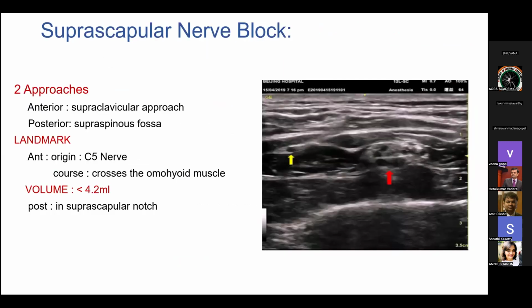The other block is the suprascapular nerve block. There are two approaches: either the anterior approach or the posterior approach. In the anterior approach, we are very much limited in volume based on the cadaveric study. The maximum effective volume is less than 4.2 ml.